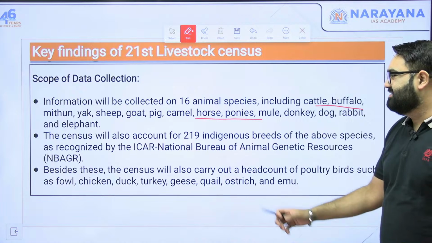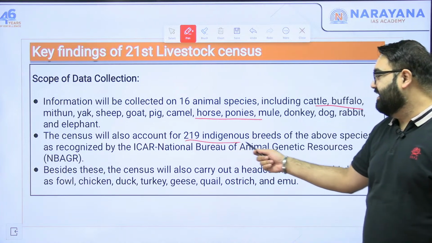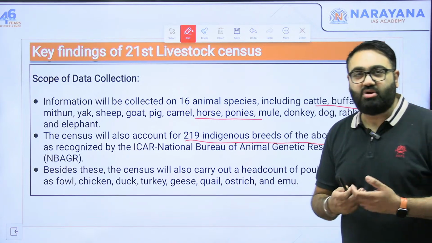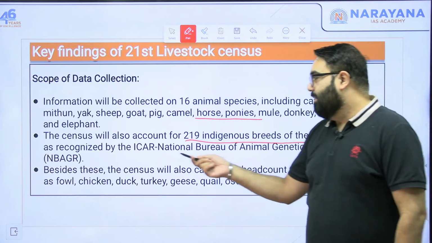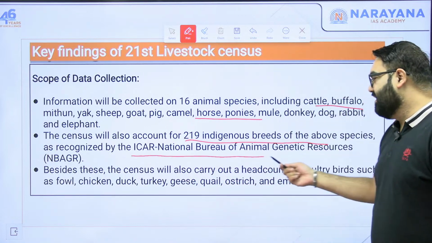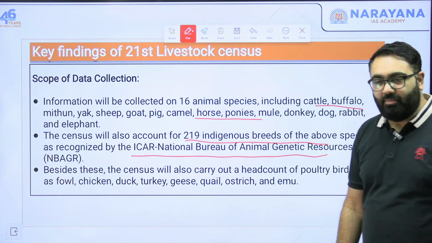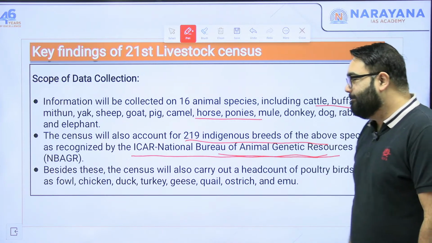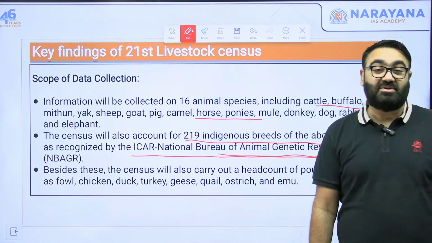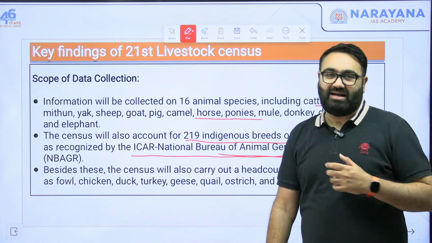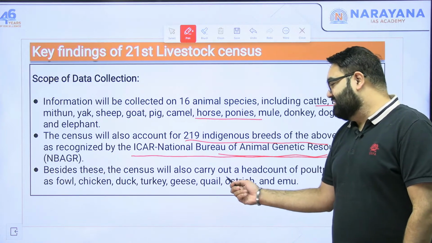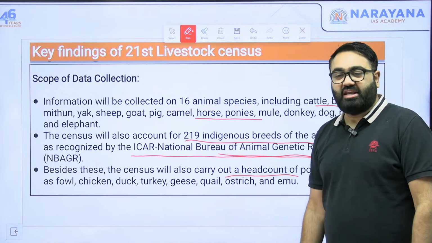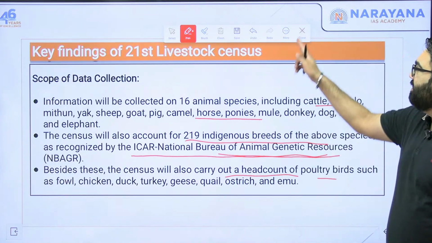Apart from that, the census will also account for 219 indigenous breeds, and these are the ones that have been listed by ICAR, the Indian Council of Agriculture Research. They have a bureau specifically called the National Bureau of Animal Genetic Resources. They are the ones who have decided which breeds will be included here, and their data will be collected. Apart from that, the census will also be carried out on the head count of poultry birds, fowl, chicken, duck, geese. All these will also be counted by the government.